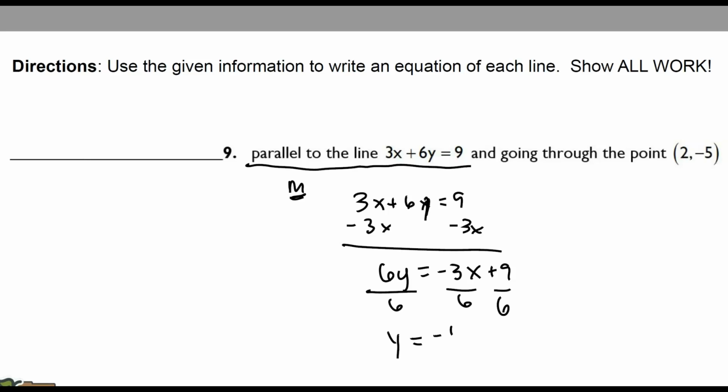Negative 3 divided by 6 is negative 1/2. The 9 divided by 6 is 3/2. We don't need it though. That doesn't get used at all. We just need the slope from that parallel to thing.